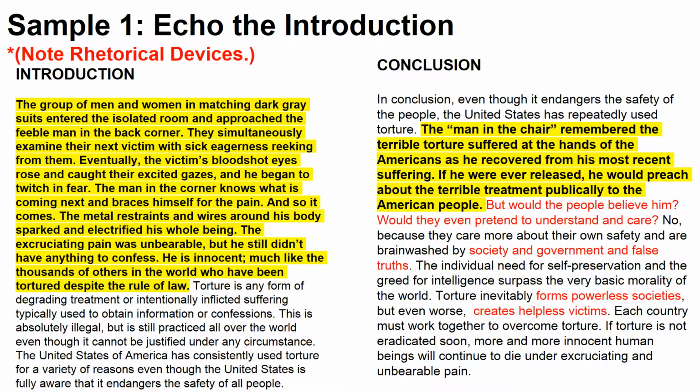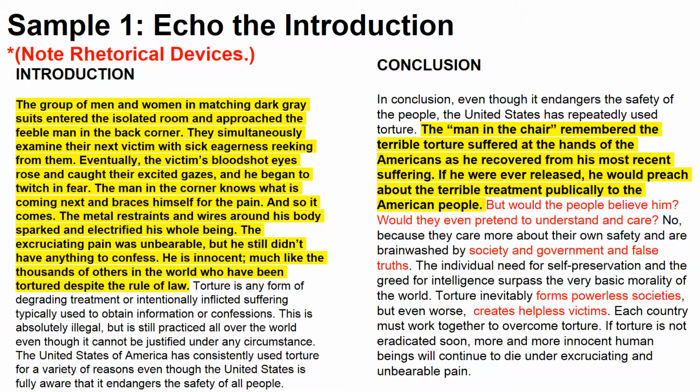So it reads, the group of men and women in matching dark gray suits entered the isolated room and approached the feeble man in the back corner. They simultaneously examined their next victim with sick eagerness reeking from them. Eventually, the victim's bloodshot eyes rose and caught their excited gazes, and he began to twitch in fear. The man in the corner knows what is coming next and braces himself for the pain.